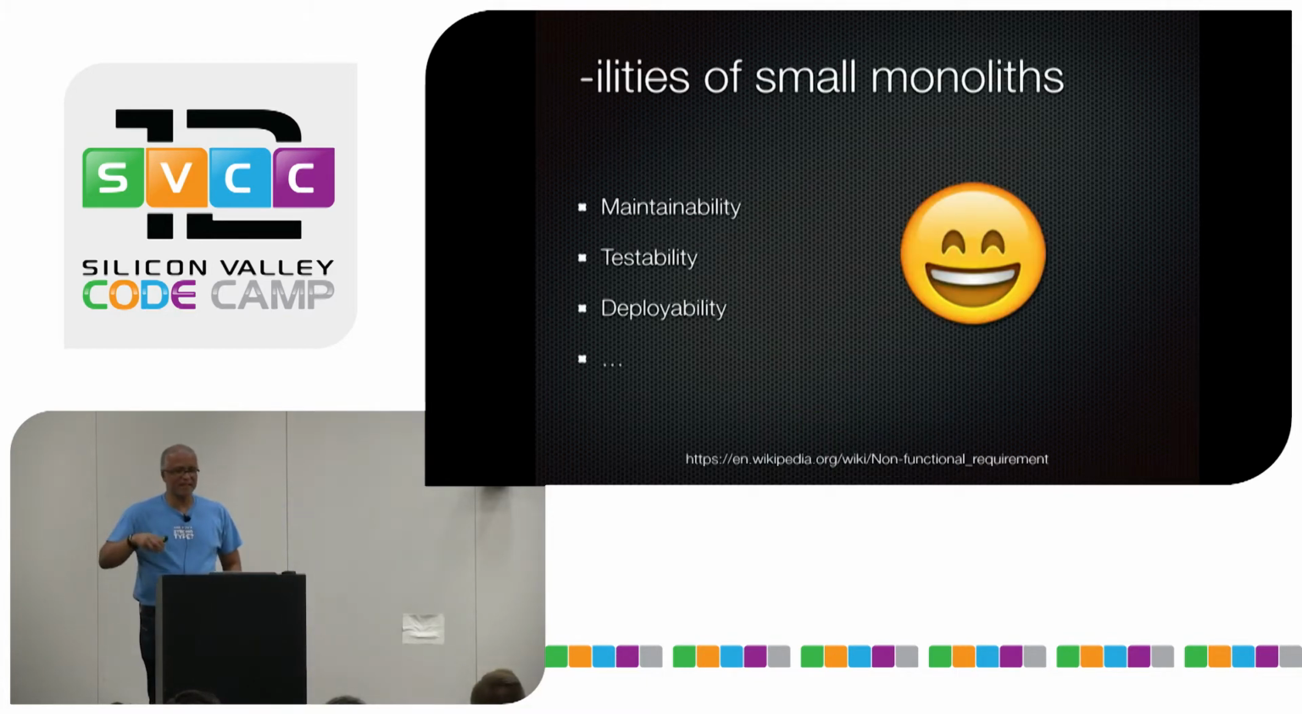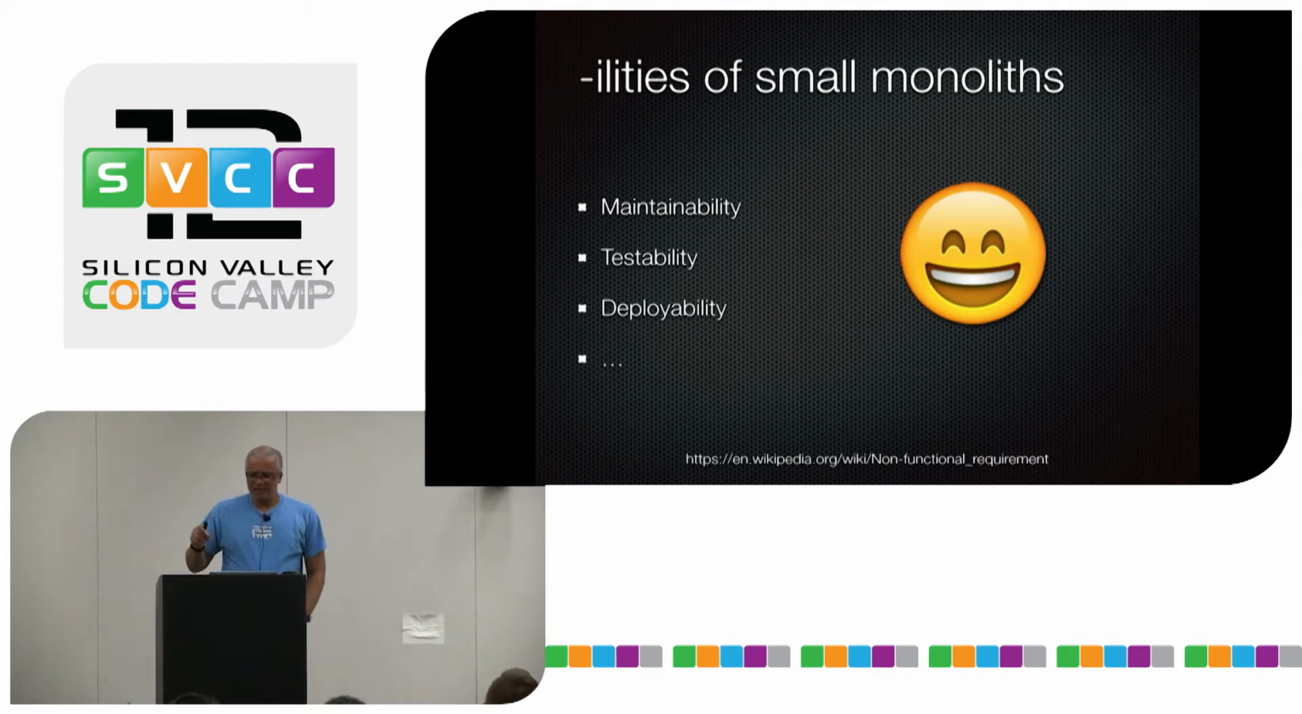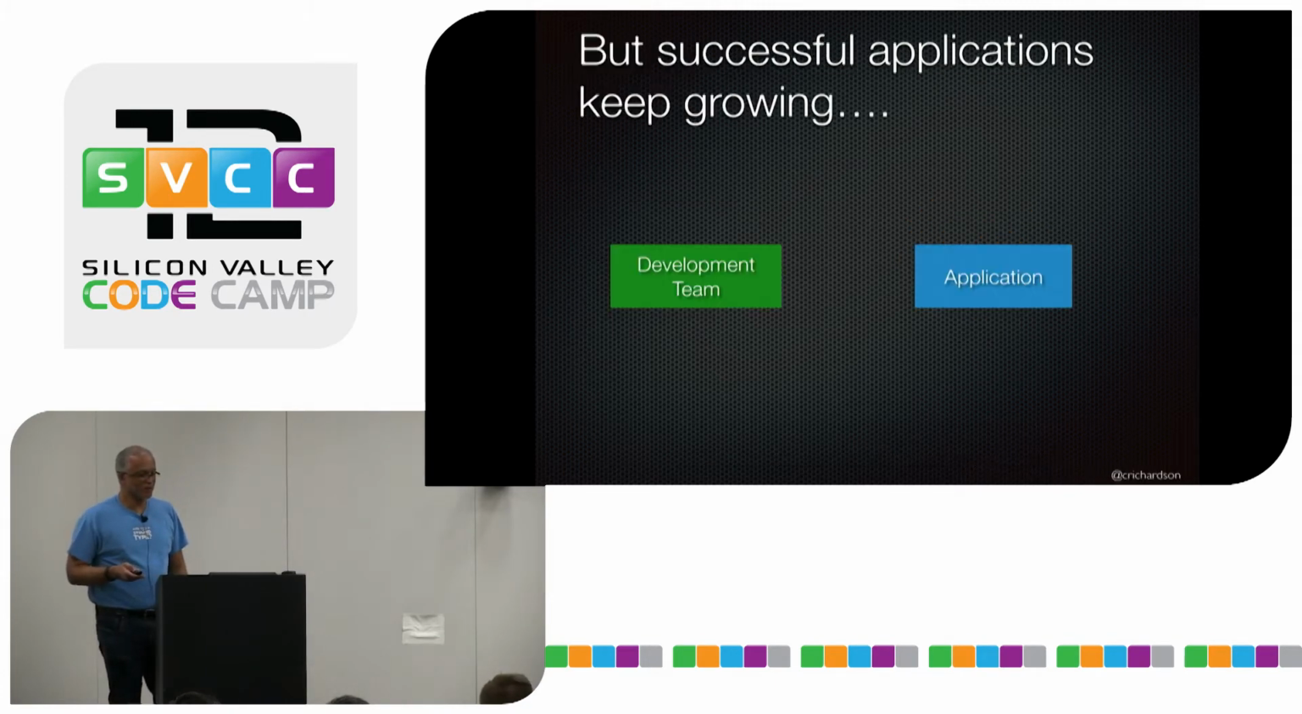But as I mentioned at the beginning, this is not an anti-pattern, because when you have small monolithic applications, they tend to be easy to maintain, test, and deploy, right? On day one of your application, it's really easy to make changes and push it into production. But the trouble that you run into is that if you have a successful application, people keep using it, and they keep wanting more features, and so it tends to grow.